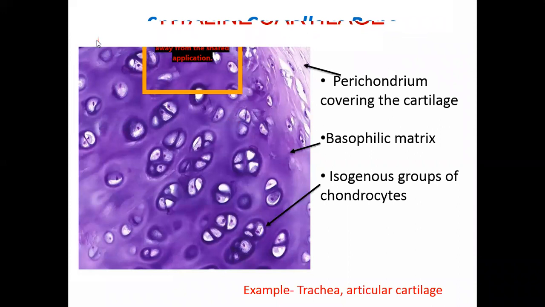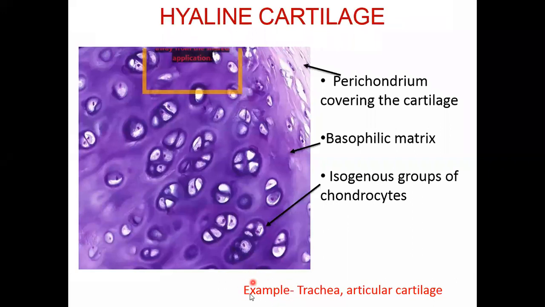Now coming to cartilage, we have just 3 types of cartilage. We have hyaline cartilage. If you remember, where did we see this before? We saw it in the trachea, and now also remember it is present in the articular cartilage. So hyaline cartilage: the example, meaning also the location, are the same.